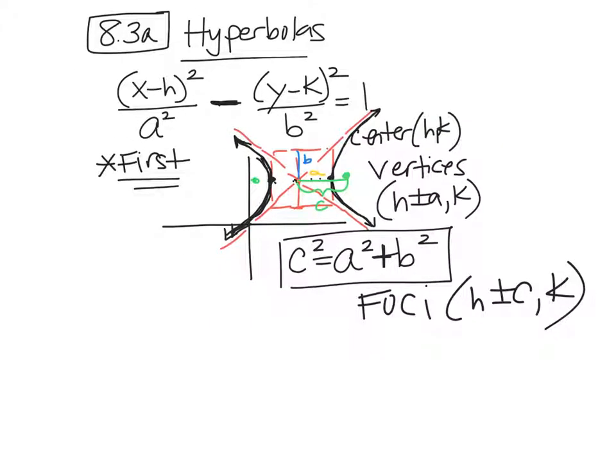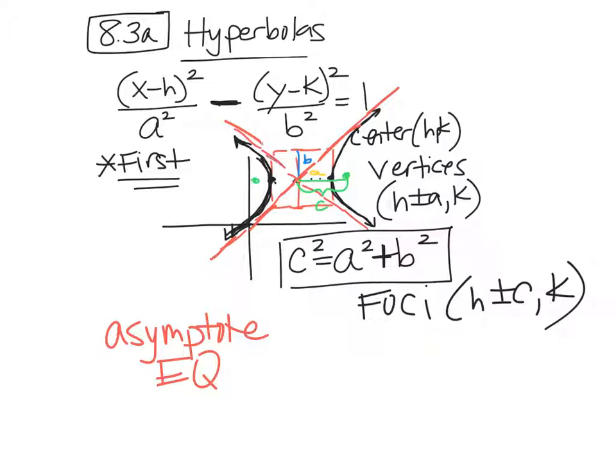Okay? And then one more thing. They are going to ask you for the asymptote equations. So they want to find out what the equation of that line is and the equation of that line. Now, you don't have to find the equation of a line by finding 2 points on the line and doing that whole thing.